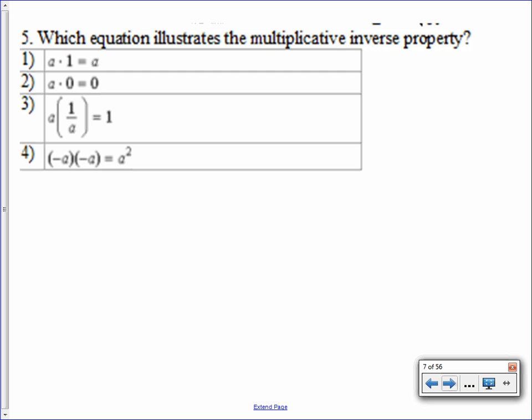You need to know your properties. On page 2 of your key understandings packet, you have all your properties. Inverse is when you end with 0 for addition or 1 for multiplication. We end with 1. Choice 3 is your answer.